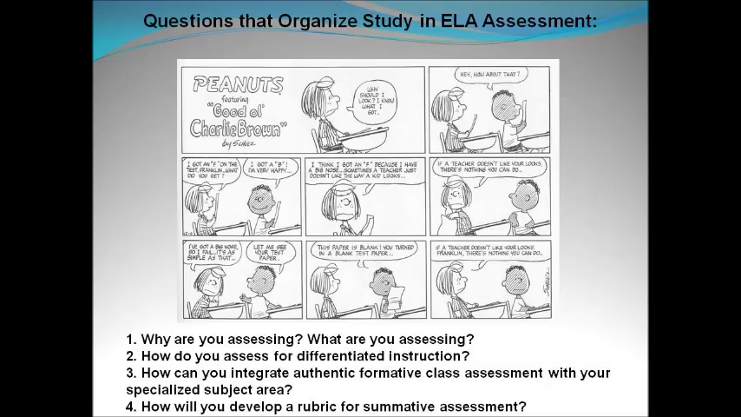I guess another thing about authentic assessment is, does it engage students in deep, thoughtful inquiry? Does it dig deep? Does it go deep into a subject? This is an important thing to consider when you design your assessments.